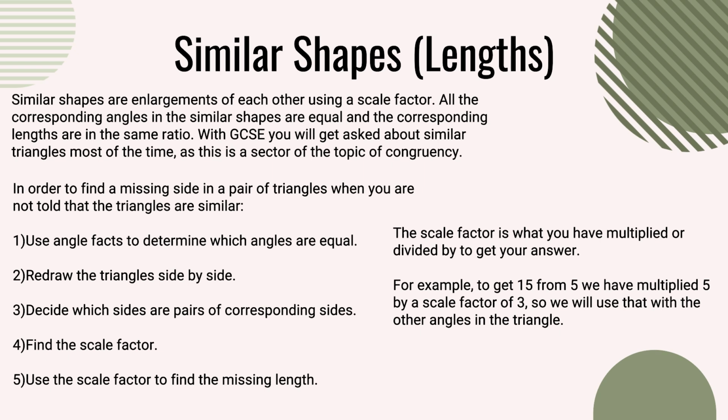With GCSEs, you'll get asked about similar triangles most of the time, as it is a sector of the topic of congruency. In order to find a missing side in a pair of triangles when you are not told that the triangles are similar, first, you use angle facts to determine which angles are equal. We draw the triangles side by side, decide which sides are pairs of corresponding sides, find the scale factor, then use the scale factor to find the missing length.